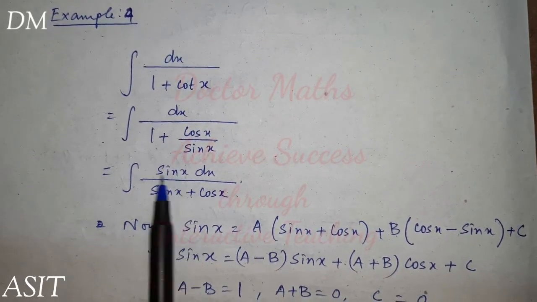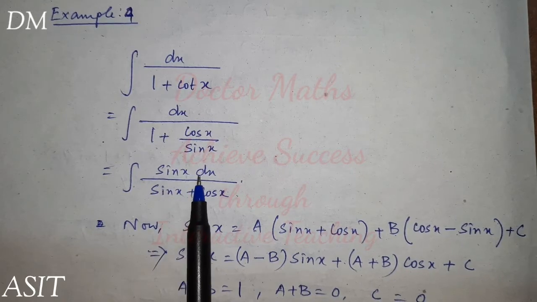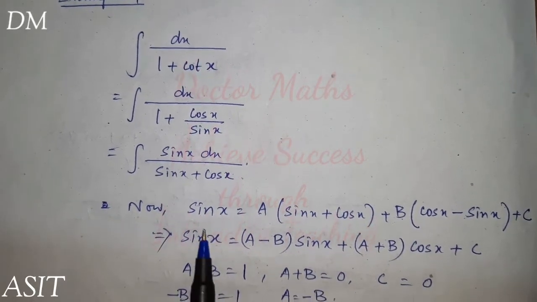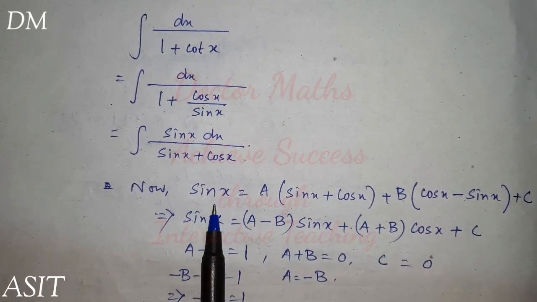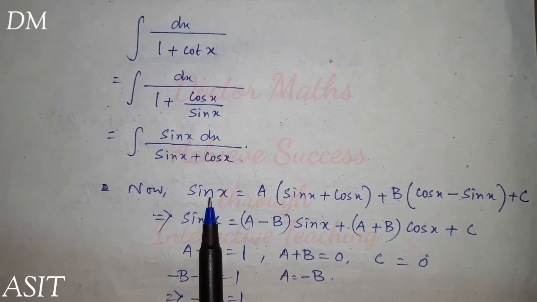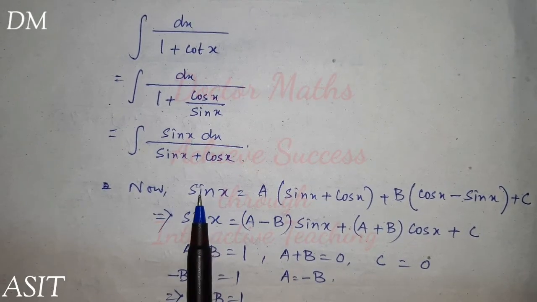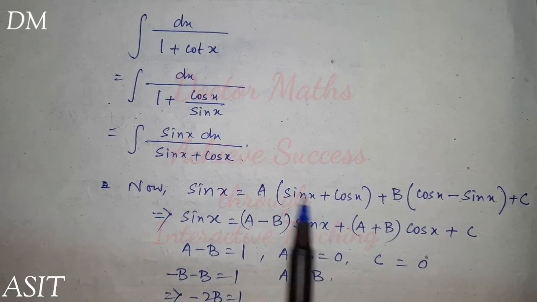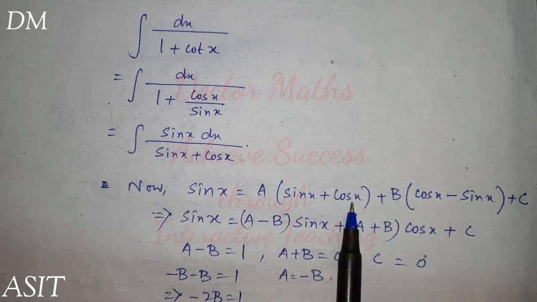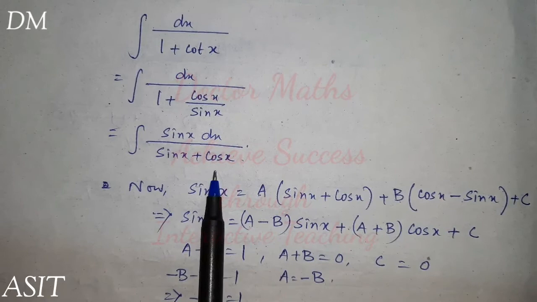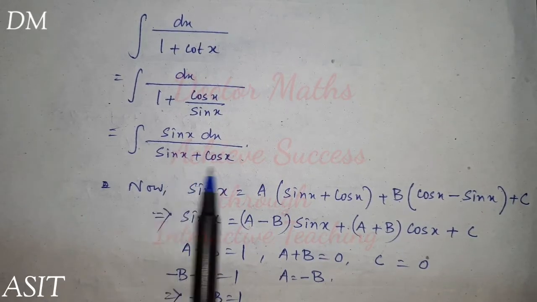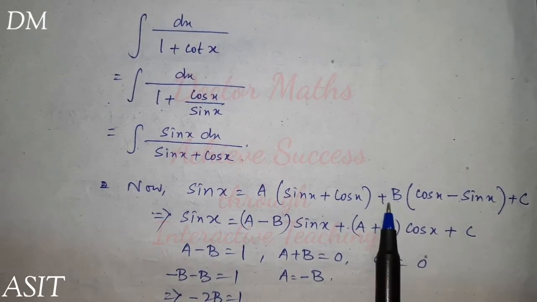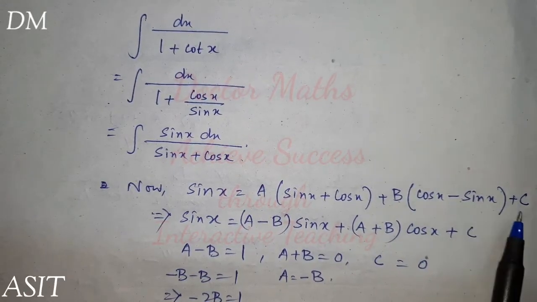Now again there is a sin x function in the numerator, so I have to apply the second condition. According to the second condition, the rule is the numerator sin x will be equal to a into the denominator, that is sin x plus cos x, plus b into the differentiation of the denominator. The differentiation of this denominator is cos x minus sin x, so I have written here b into (cos x minus sin x) plus c.